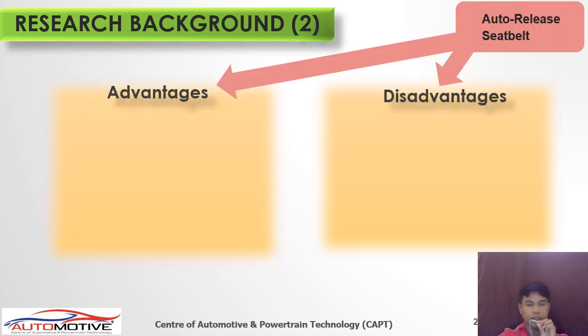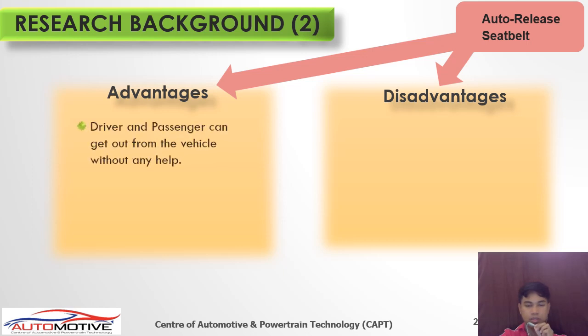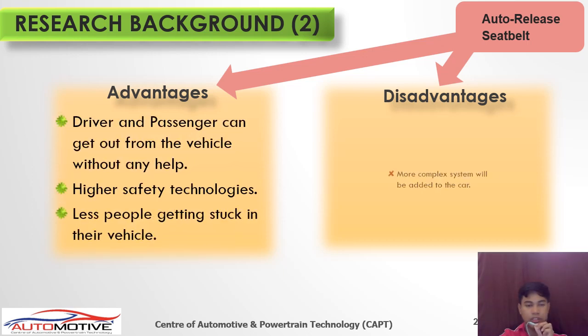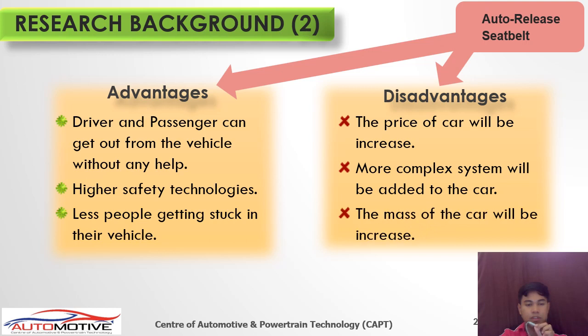Next are the advantages and disadvantages of the auto-release seatbelt. The advantages: the driver and passengers can get out of the vehicle without any help, higher safety technology, and lastly, fewer people getting stuck in their vehicle. The disadvantages of auto-release: the price of the car will increase, a more complex system will be added to the car, and lastly, the mass of the car will increase.